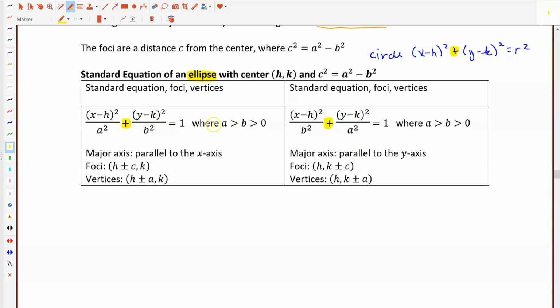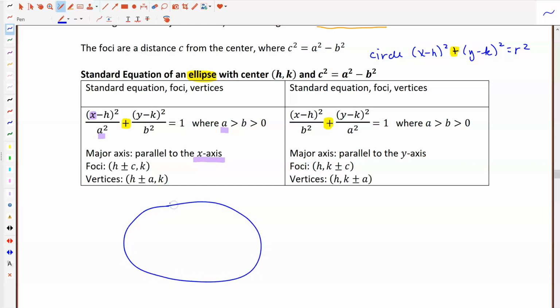Now when we're dealing with these, we have the strict condition that A is greater than B, which is greater than 0. So we're not going to allow A and B to be equal, which would not really be an ellipse, that would be a circle. One of those numbers has to be bigger than the other. If your bigger number lives underneath your x variable, that means your major axis is going to be parallel to the x-axis. So when you look at this generic case, this is going to be your major axis. So here's going to be my center.